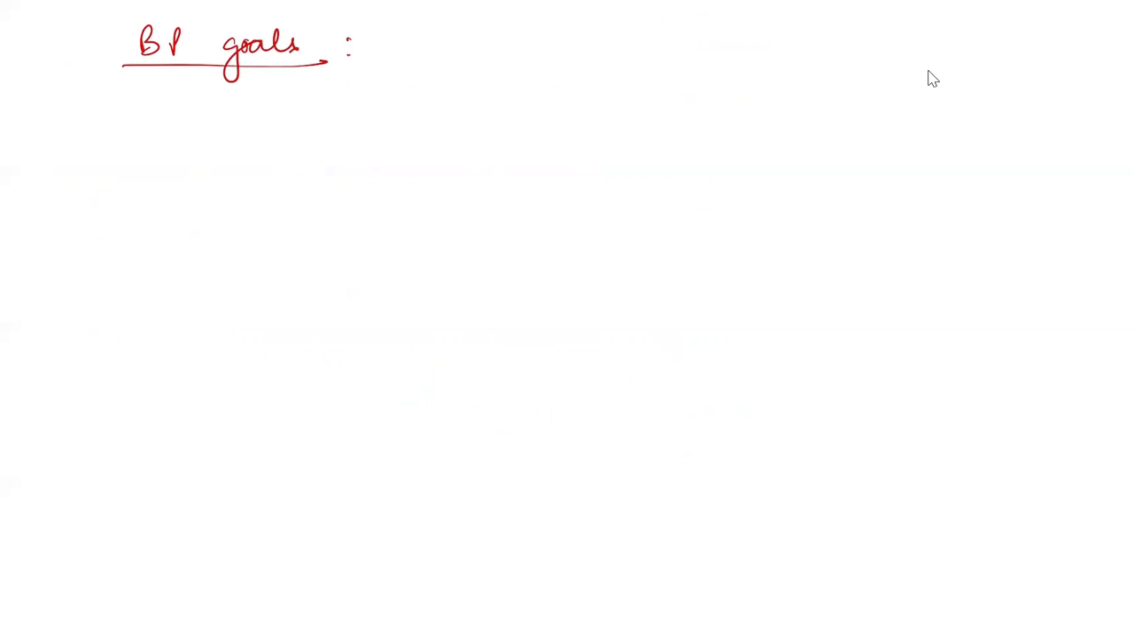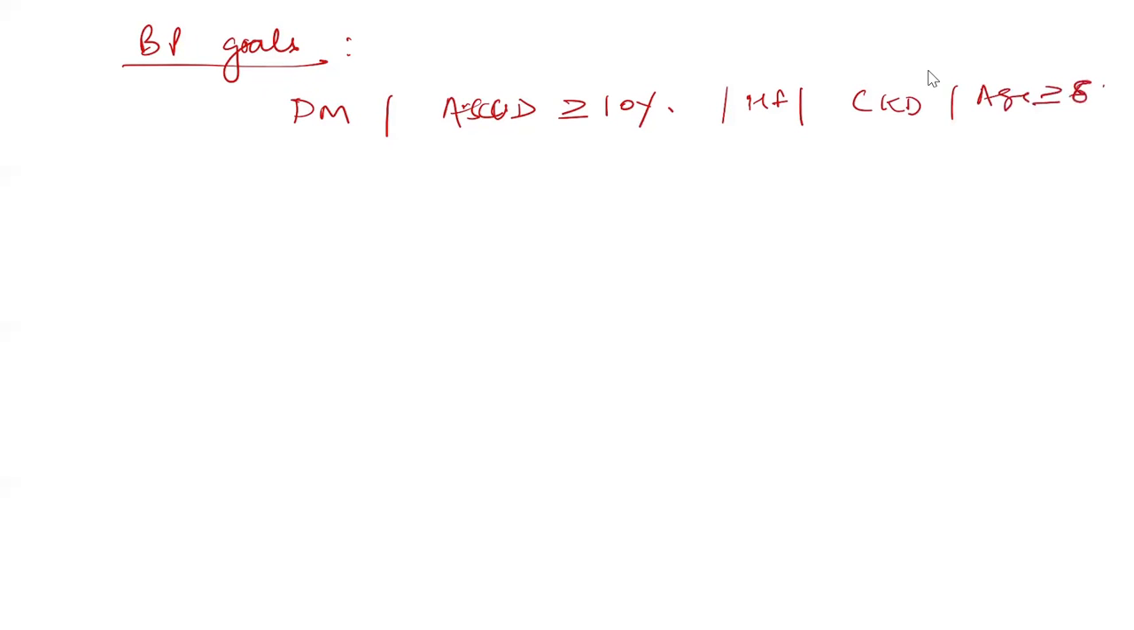The target of our BP control: if a patient is diabetic, having an ASCVD score of more than 10%, a known case of heart failure, CKD, or age is more than 65, then our target is less than 130/80. While for a patient who is not having these comorbidities, that is a low risk patient, our target is 140/90. Now let us discuss individual drugs.